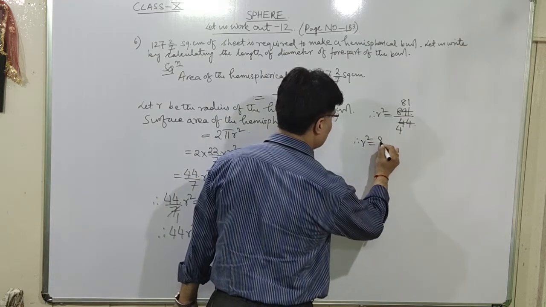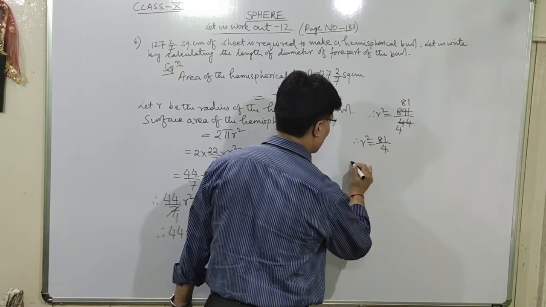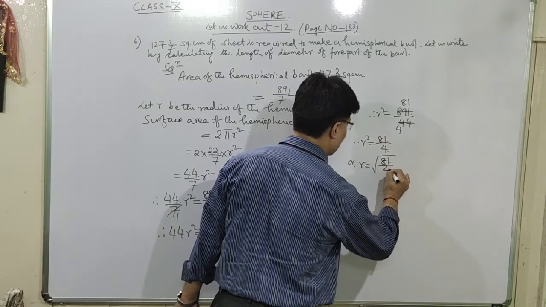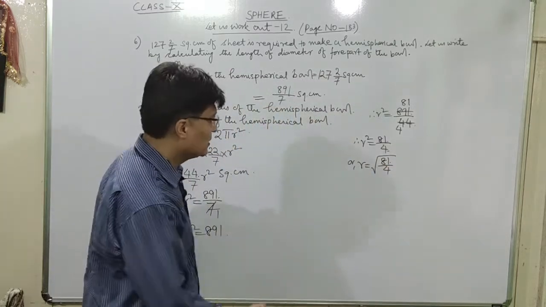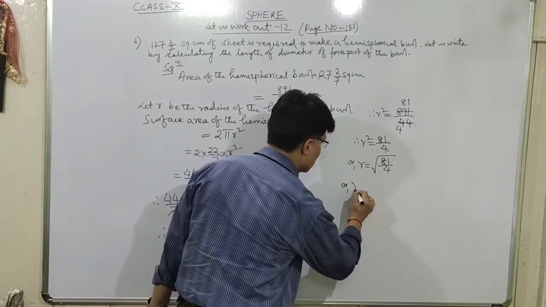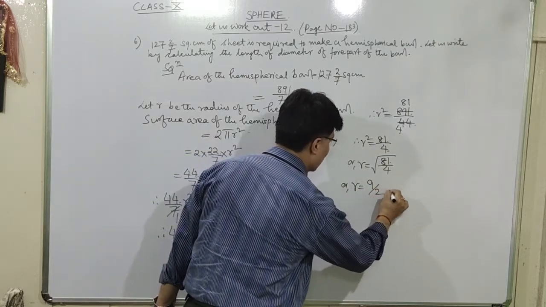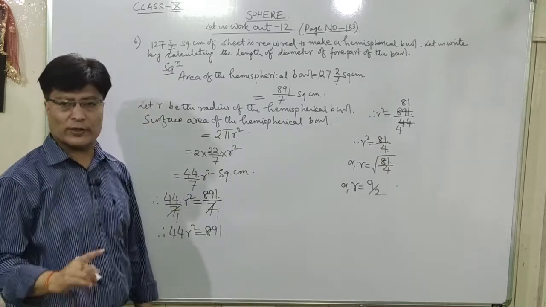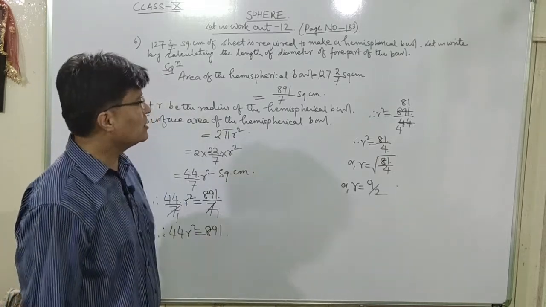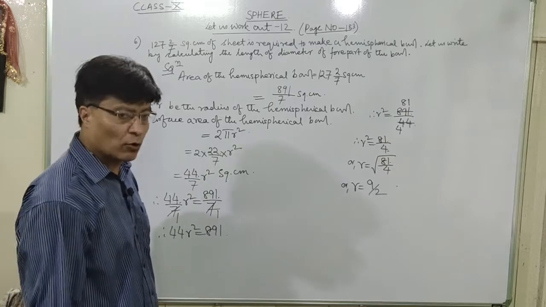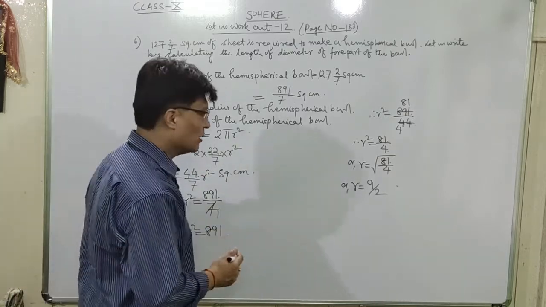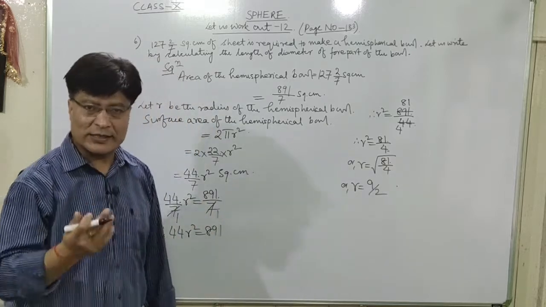Therefore r square is equal to 81 by 4, so what is the value of r? It is the square root of 81 by 4, right? So r is equal to 9 by 2. What is the square root of 81? The square root of 81 is 9, divided by the square root of 4, which is 2. So actually this is the radius of the forepart of the bowl. But in this case you have to find the diameter of the forepart of the bowl. So diameter is twice the radius.